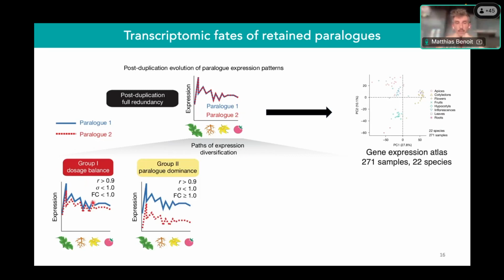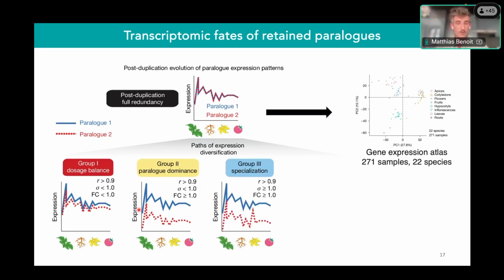The second group we detected was the group that we call paralog dominance. In the paralog dominance group, the two paralogous genes keep the same expression pattern, meaning they are expressed in the same tissues, but they now differ in expression level, with one paralog becoming more expressed than the other. So we basically have a shift in expression, with one paralog becoming higher in expression and one staying lower.